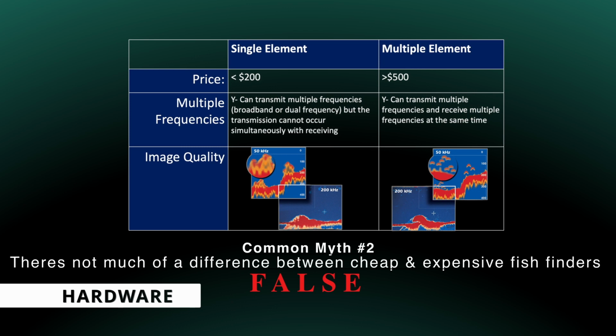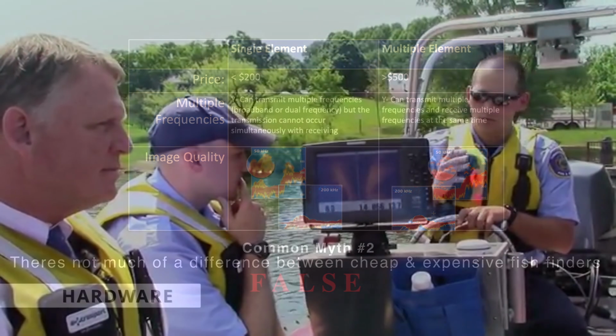There's not that much of a difference between cheap and expensive fish finders. This myth is false. As previously stated, the difference between a single and multiple element transducer can be easily observed. The clarity of the images produced on a multiple element fish finder are significantly better than a single element, and this is because a transducer can send and receive pings at the same time. This means that you can send and receive thousands of pings versus a fraction of that on a single element transducer.